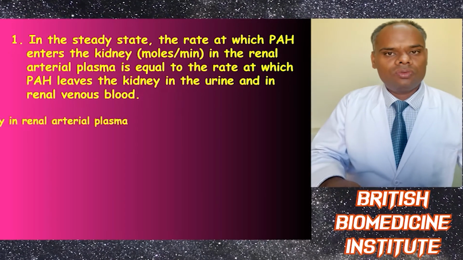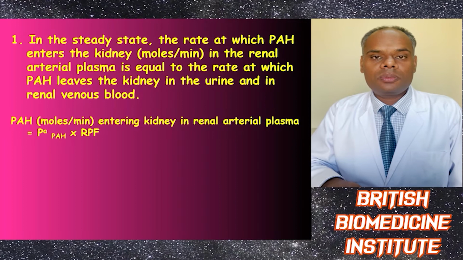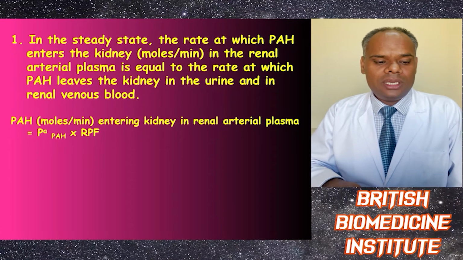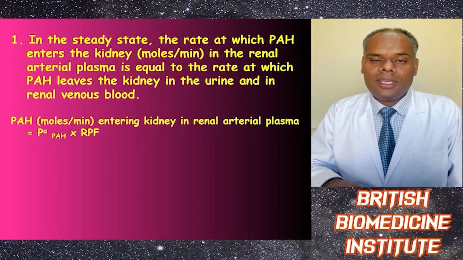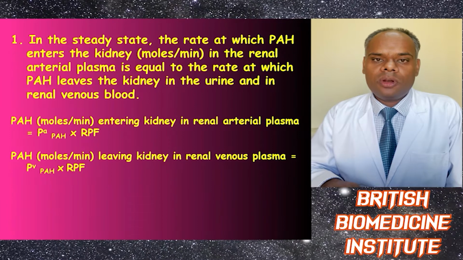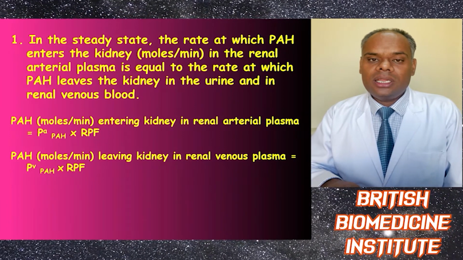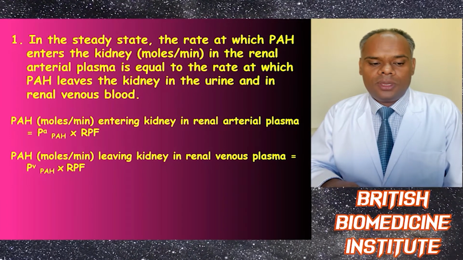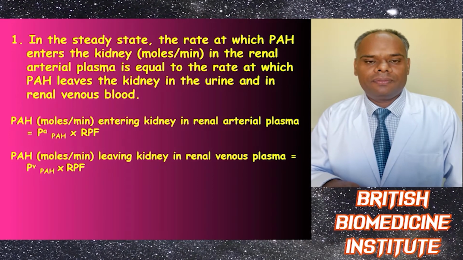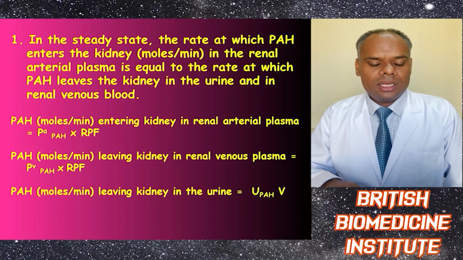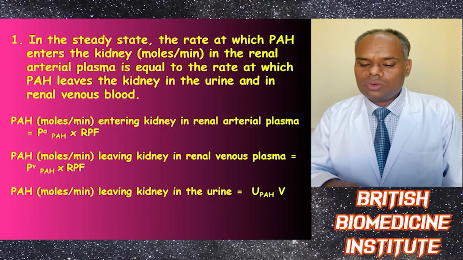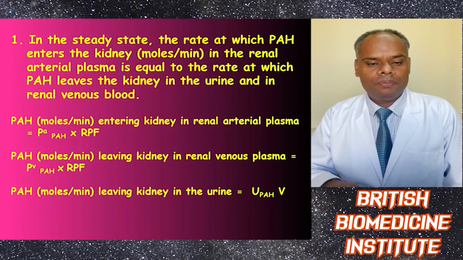PAH measured in moles per minute entering the kidney in renal artery plasma is equal to P PAH multiplied by RPF. PAH measured in moles per minute leaving the kidney in renal venous plasma equals PV PAH multiplied by RPF. PAH in moles per minute leaving the kidney in the urine is equal to U PAH V.